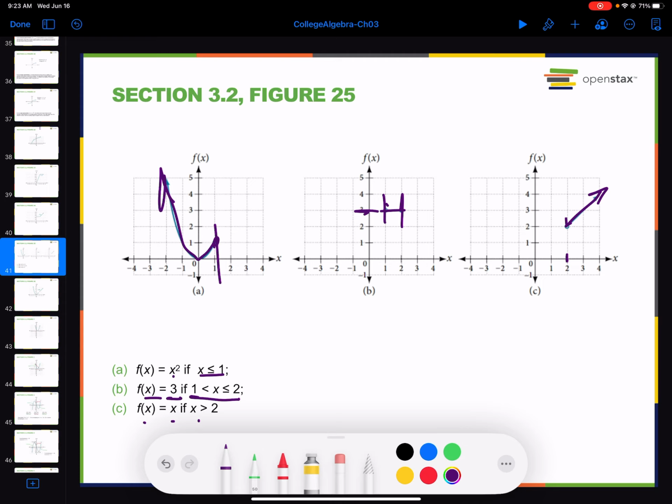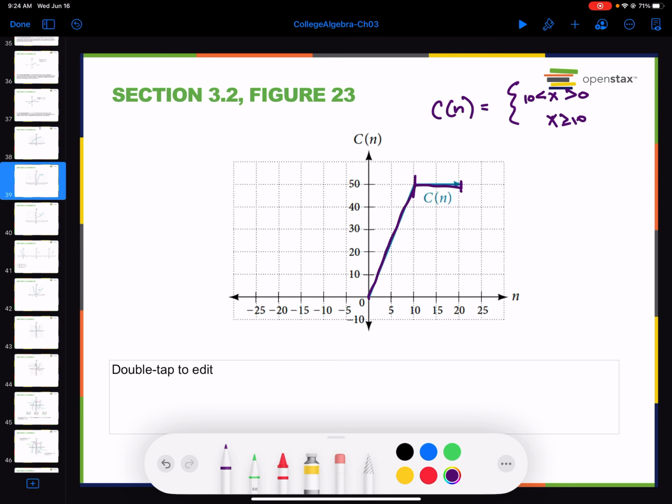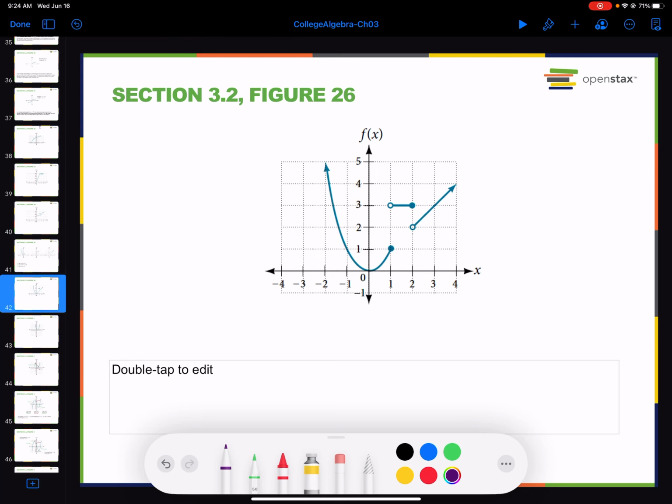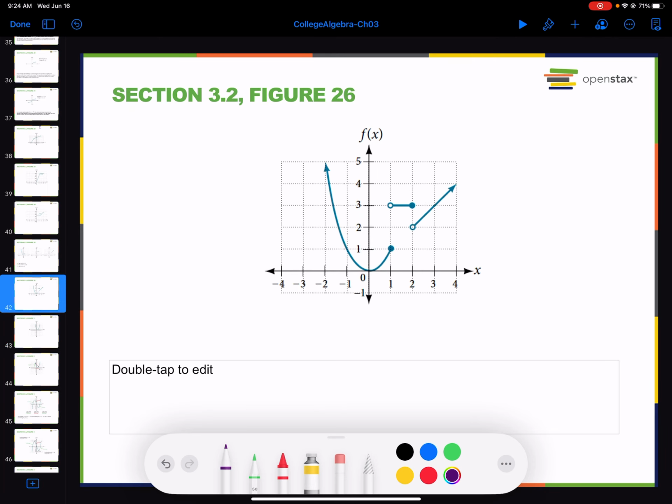Now we can put them all together, and it's going to make up this. Sometimes the pieces connect, as in this example and this example, and sometimes they don't. Sometimes they're completely separated. So this is an example of 2 different types of piecewise functions. And I believe now we're on to the next section, so I'll cover that in another video.